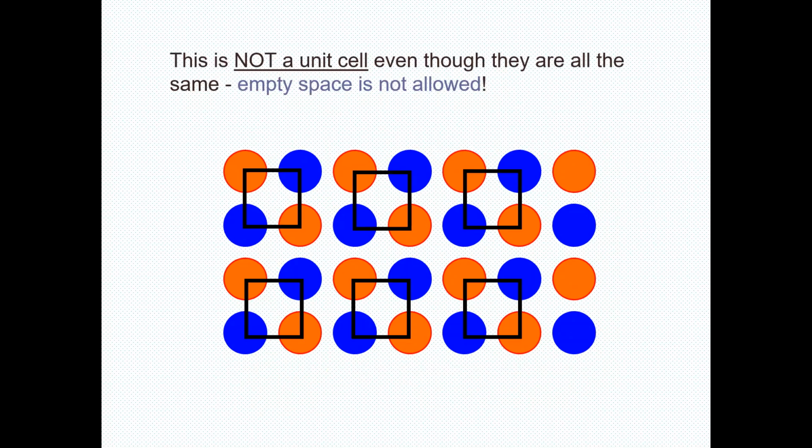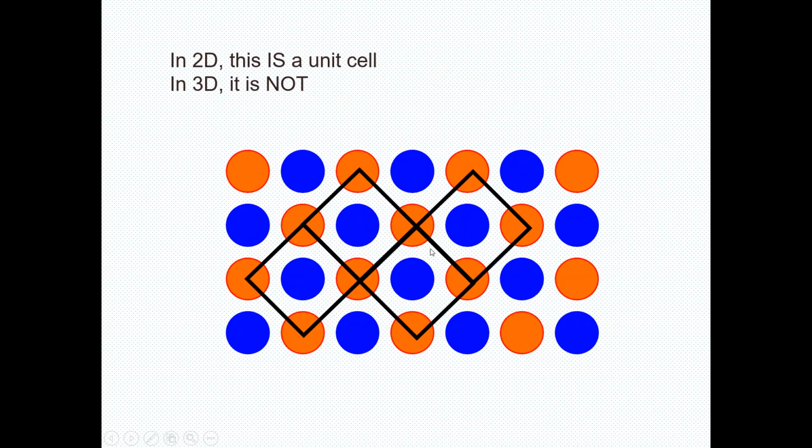But this is not a unit cell, even though the cells are all the same. Why is it not a unit cell? Because here you can see the empty spaces. Inside a unit cell, empty spaces are not allowed. Though we have the repetitions, in spite of that we cannot call them a unit cell because we have empty spaces. In the concept of a unit cell, empty spaces are not allowed.